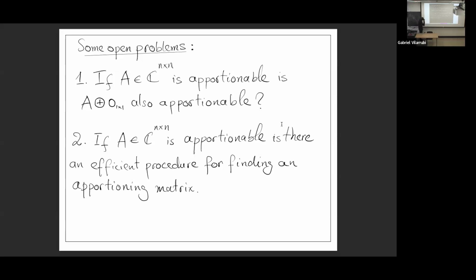The second question is more algorithmic. I mean, my training is in computer science. What I want is a polynomial time algorithm for apportioning. So if I give you a matrix, and I give you a promise that it is apportionable, what algorithm can you use to actually find the U? If I give you a matrix and I tell you it's diagonalizable, we have efficient algorithms to diagonalize it. Wouldn't you expect that it's just as easy if I promise you that it's apportionable, that you'll find some combination of eigenvectors to produce the apportionable matrix? But we don't know the answer.